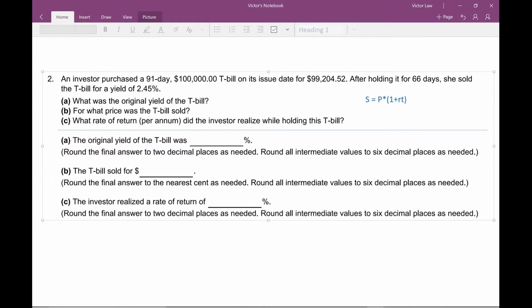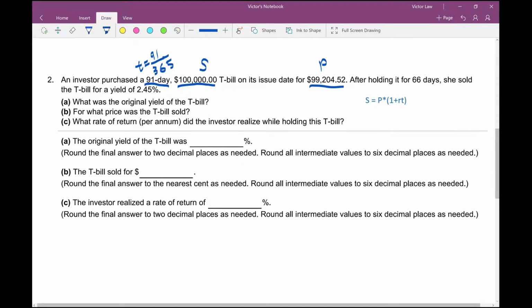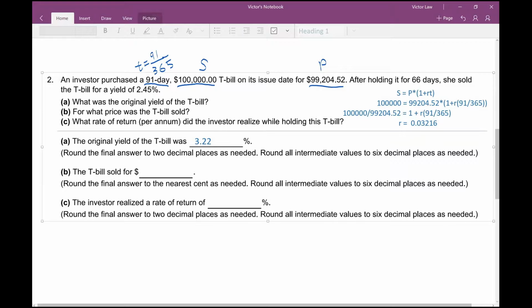For part A, to find the original yield of the T-bill, we're going to use the formula S = P(1 + RT). Looking at the question, the 91 days give us T = 91/365. The 100,000 represents S, and the 99,204.52 is P. Then we're going to plug in the numbers to solve for R.